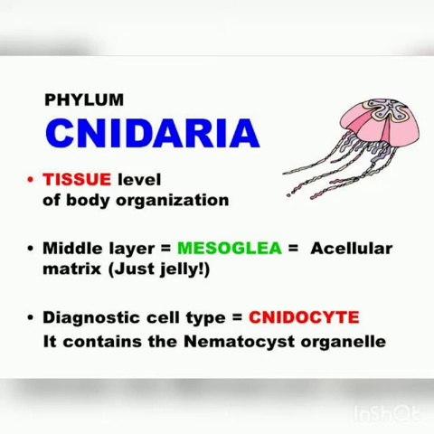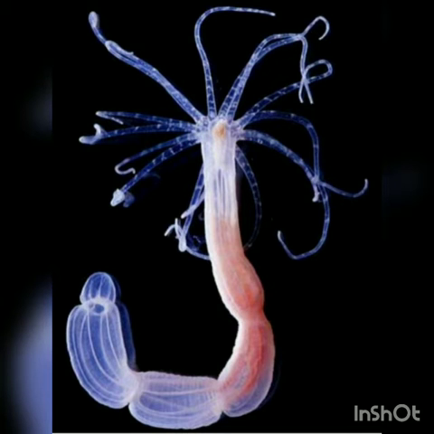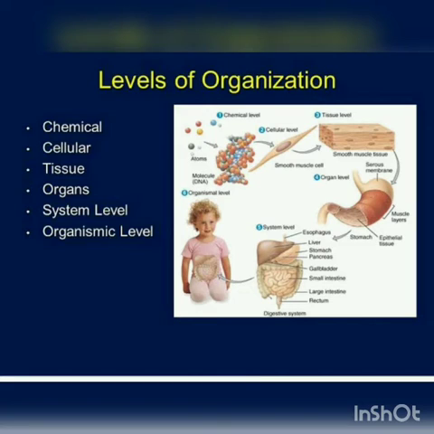And next is the tissue level of organization. It is seen where a group of cells combine to form a tissue, and they perform a similar function. An example for this is hydra. Organ level and organ system level of organization is found in higher invertebrates.